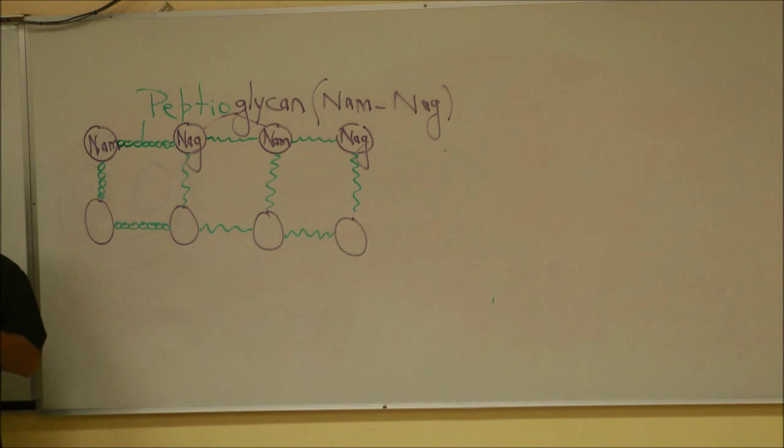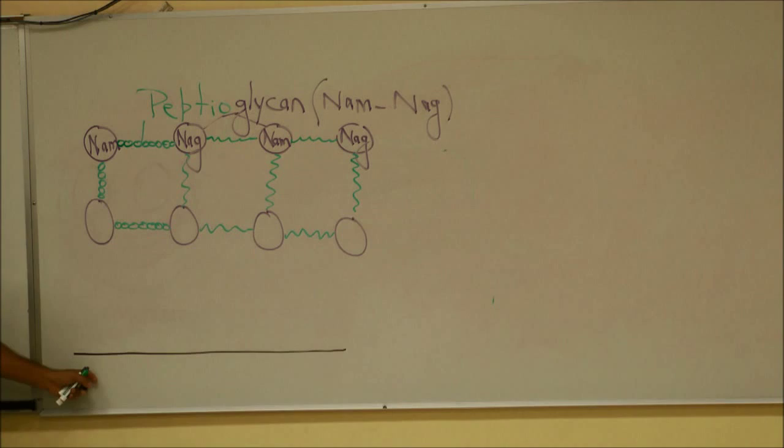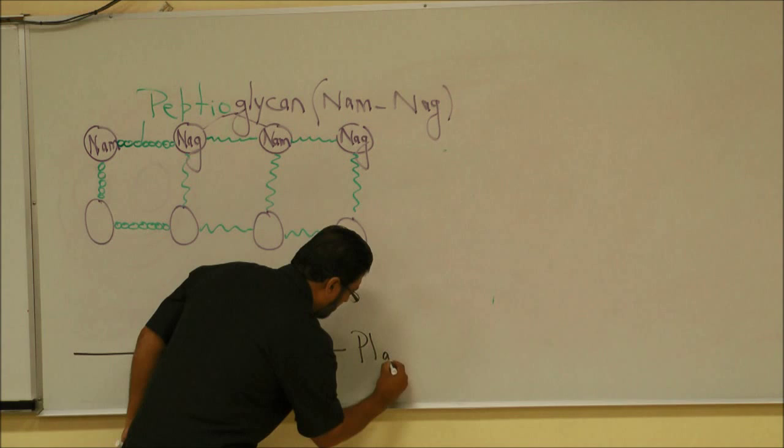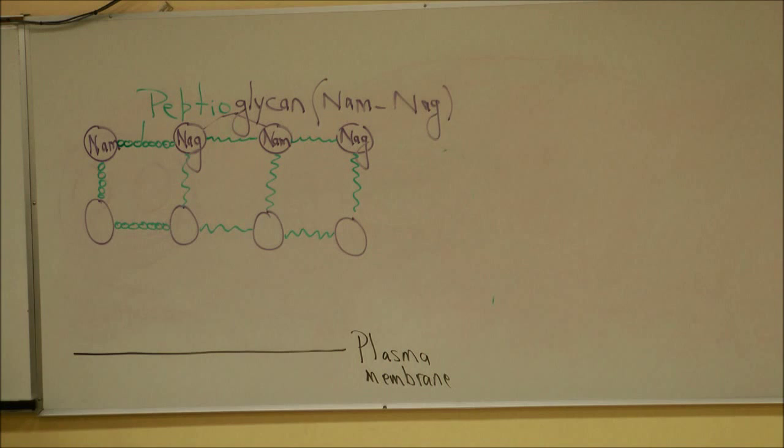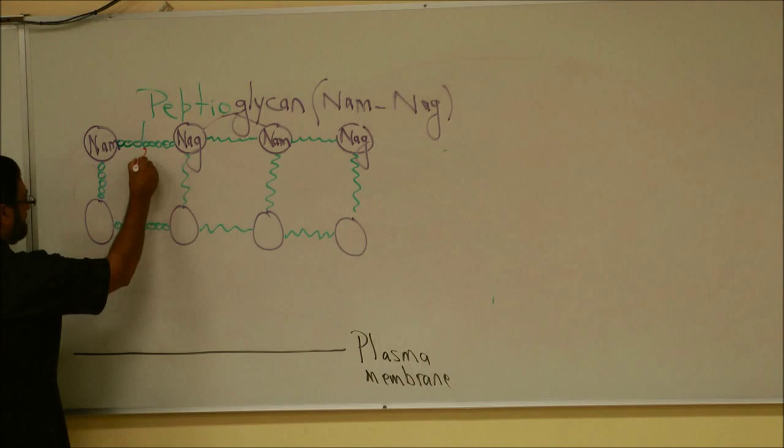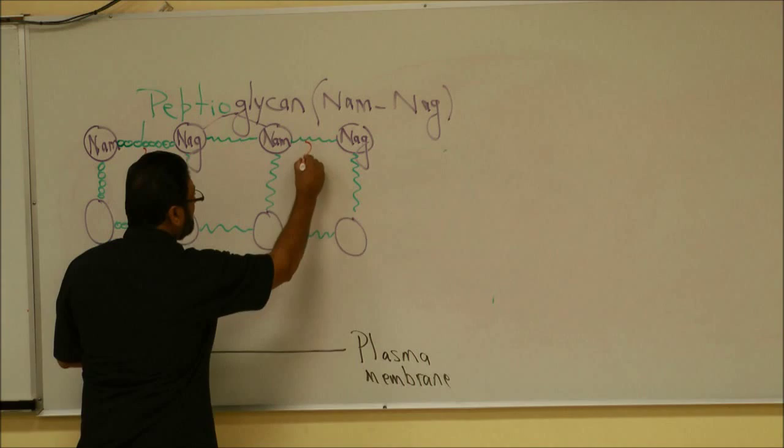Before we continue, I'm going to draw this straight line on the bottom here. This is our reference point, our plasma membrane or cell membrane. You need to attach this peptidoglycan to the plasma membrane. And what is that called? Lipo. Very good. Lipoteichoic acid attaches it to the plasma membrane. So this red color indicates lipoteichoic acid.